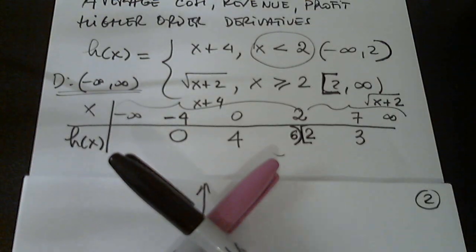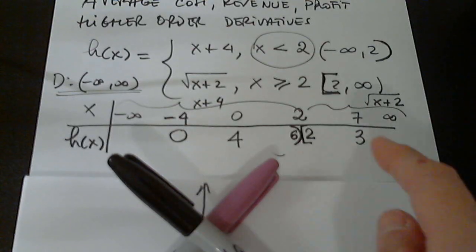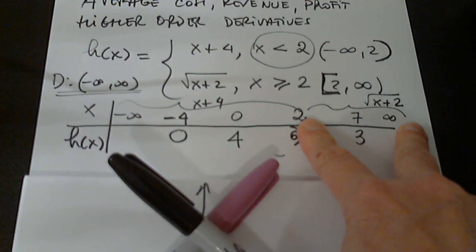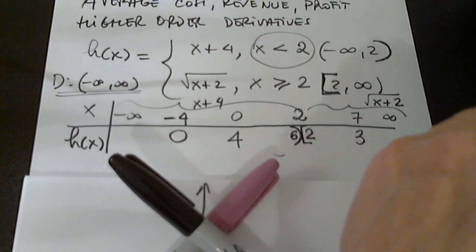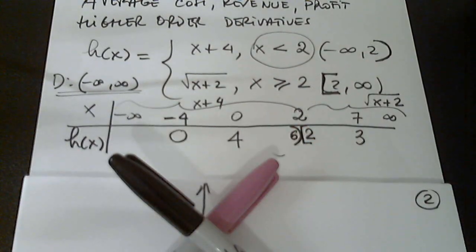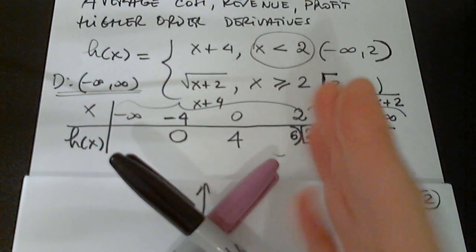There is no such thing. It's not possible. I cannot extend this function to the left because it only exists between 2 and infinity. I cannot extend this function to the right because it only exists between negative infinity and 2. Something like this makes no sense. By the vertical line test, this is not a function.